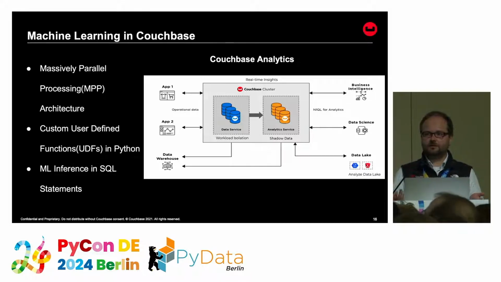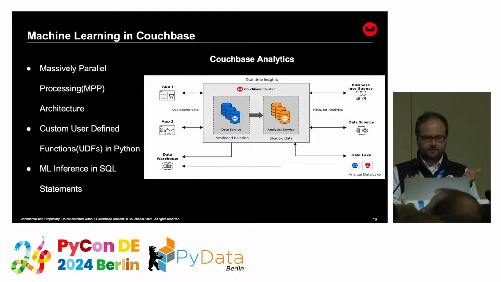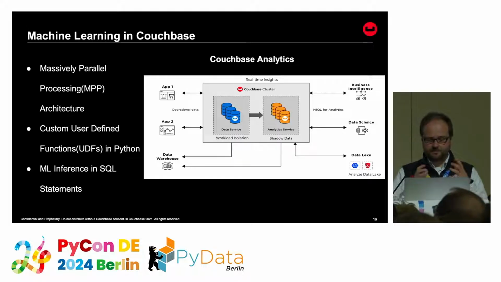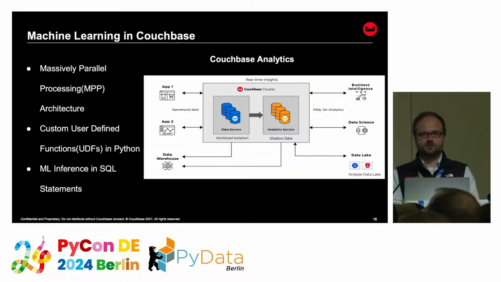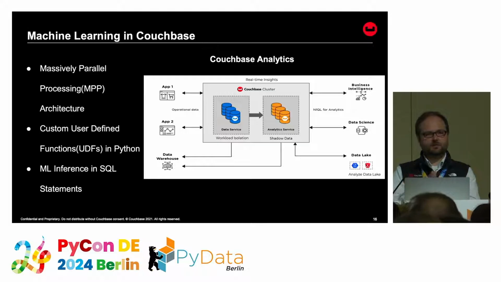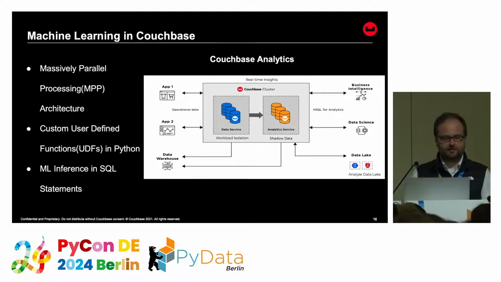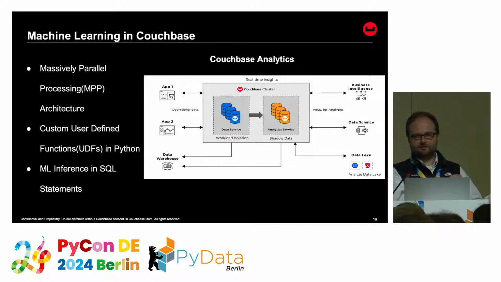Everything you know from SQL, like the table structure, joins, multi-document transactions, everything you can do from the outside, it looks like a relational database, but under the hood, it's a completely distributed, flexible JSON document store with no schema. So you can scale individually, and that's the big advantage of Couchbase. So the data service is basically our data store.